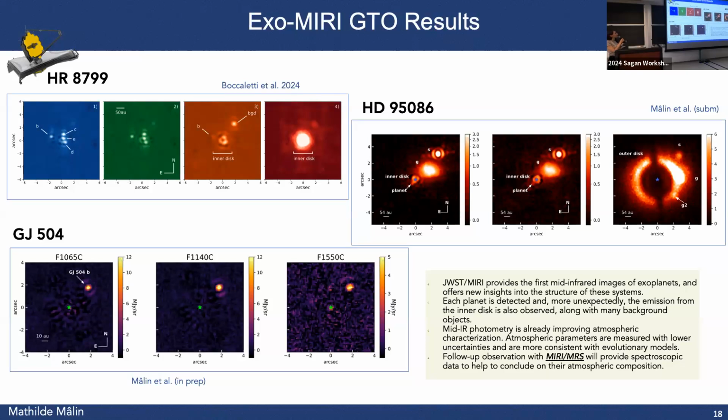So we have 3 systems. The first one is HR 8799, which is a study already published, led by Anthony Boccaletti, my former PhD advisor. This is revealing the 4 planets, but also an inner emission contribution to the inner disk. We also have the result of HIP 95086, which is a paper that we submitted a couple of weeks ago, actually, revealing again the inner disk and also the planet and a very bright background object. And the last result, that is still ongoing work, is the system HD 504, which is a system for which we apply a different method to be able to reveal the planet, as we didn't have any reference star observation.